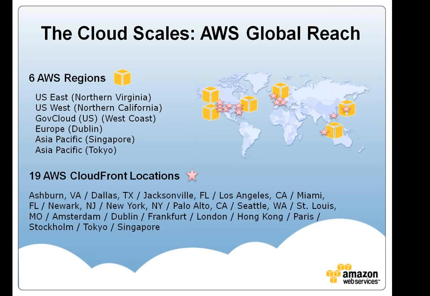And then we have a region in Europe, in Dublin, and then we have a pair of regions located in Asia Pacific, both Singapore and Tokyo. We have a content distribution network called CloudFront, and we currently have 19 locations for CloudFront located at various points of presence around the world.